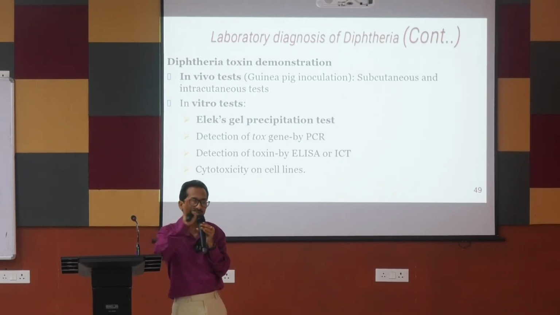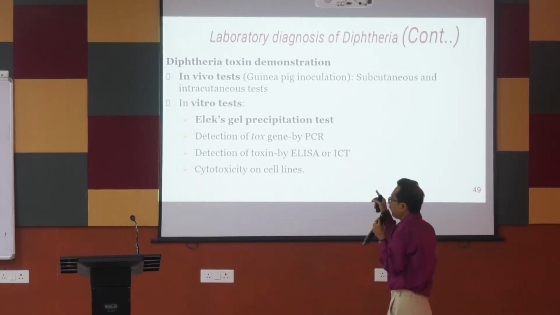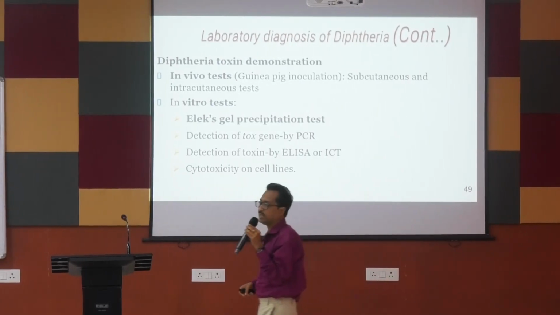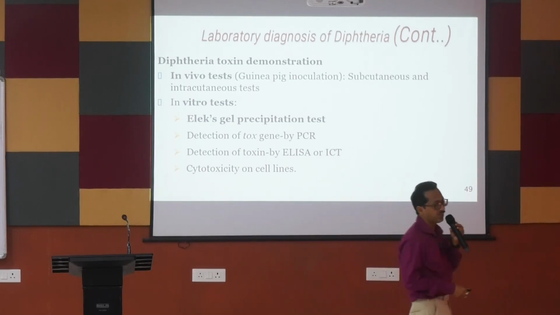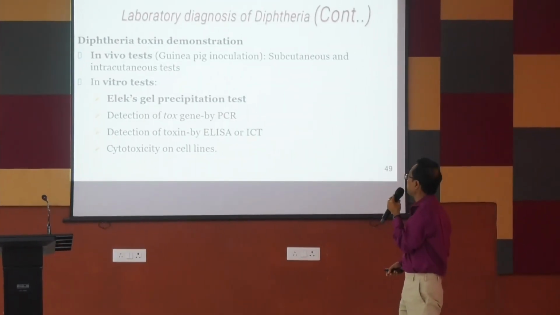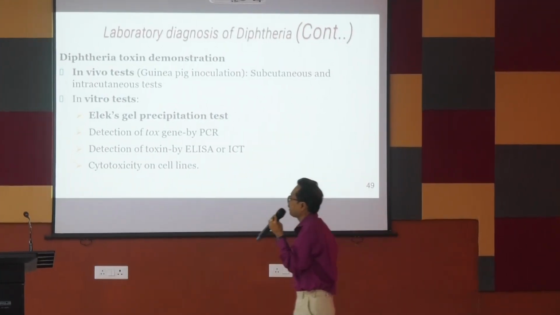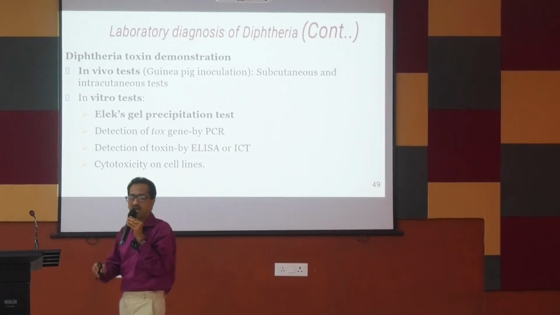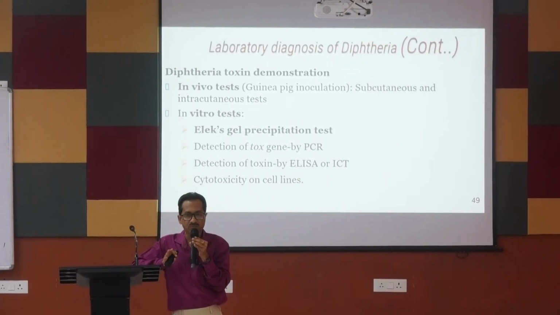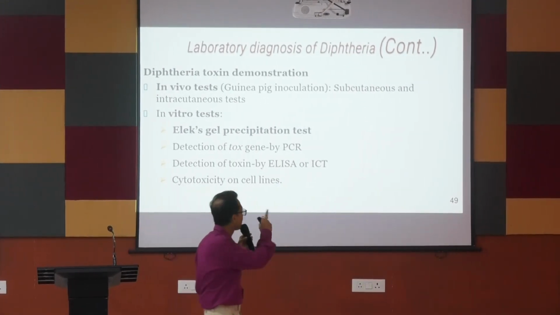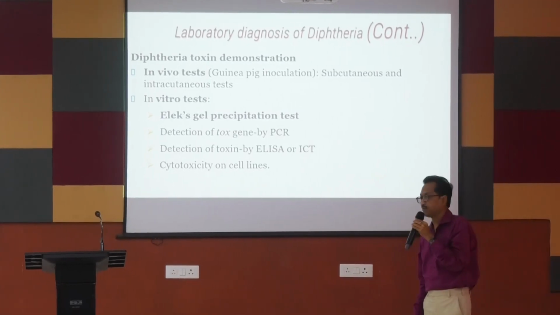So how can you demonstrate the toxin? That is in vivo and in vitro. In vivo is in the living animal. What is the animal that was previously used for the toxigenicity test? The guinea pig was used for subcutaneous and intracutaneous injection of the diphtheria toxin. Now animal experiment is mostly not done, but just theoretically you should remember the guinea pig inoculation is the in vivo test for toxin demonstration.